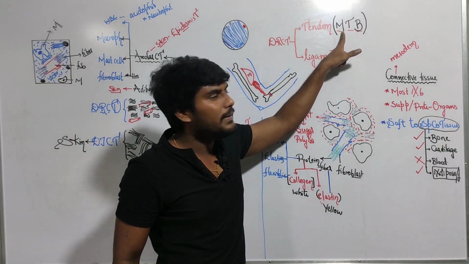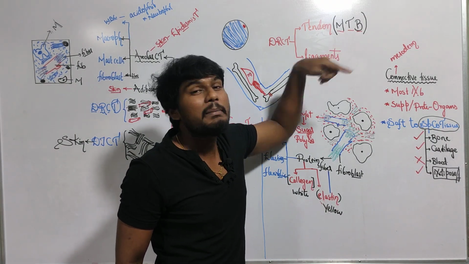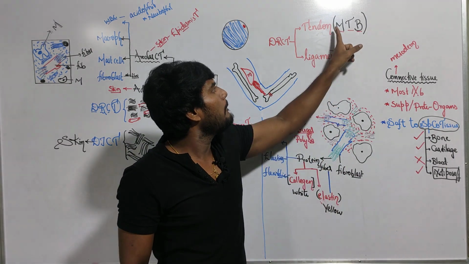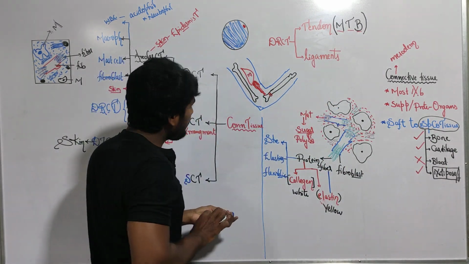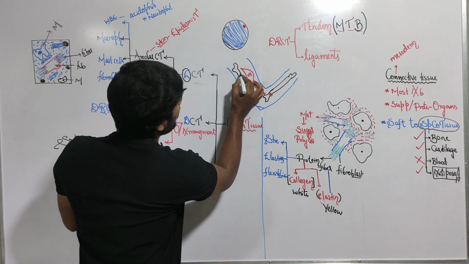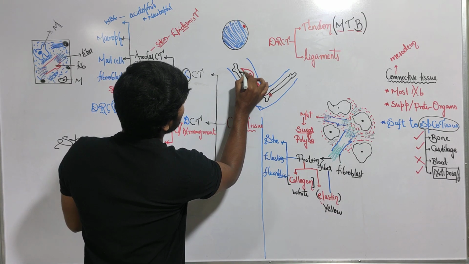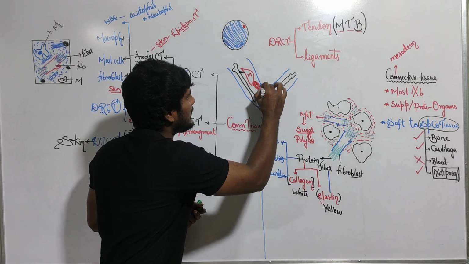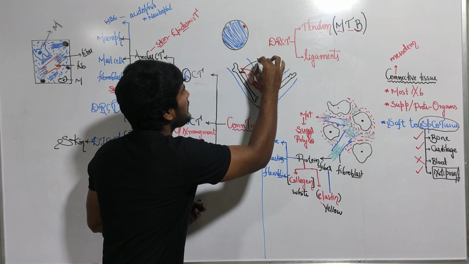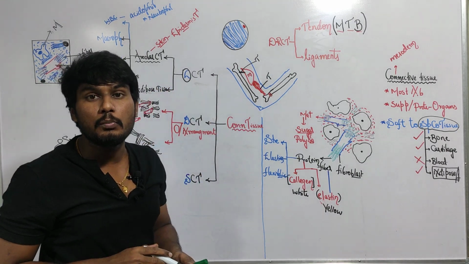M means muscle, B means bone, T means tendon. That tells you that the muscle to bone connection is the tendon. Same here: this is the muscle and this is the bone, so the muscle to bone connection is the tendon. This is the tendon and this is also the tendon, indicating muscle to bone connection.